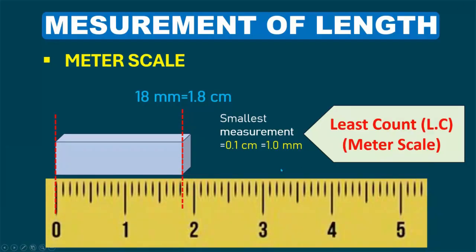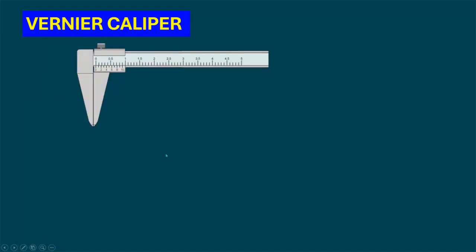Now what we can do, if you want to measure any distance or any length smaller than 1 mm, then we have to go for another instrument which can have a least count lesser than 1 mm. So let's learn about another measuring instrument called the Vernier Caliper. If you look at this picture, this shows the Vernier Caliper.